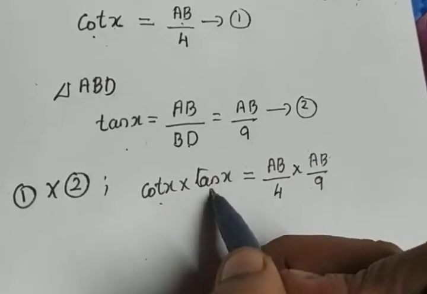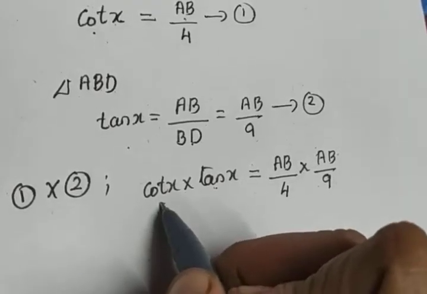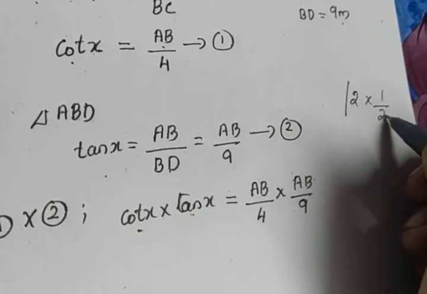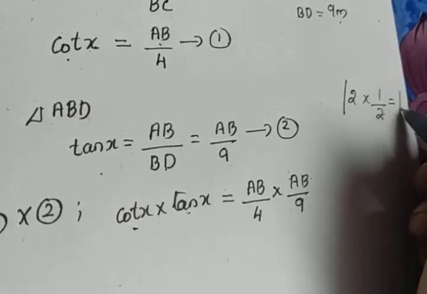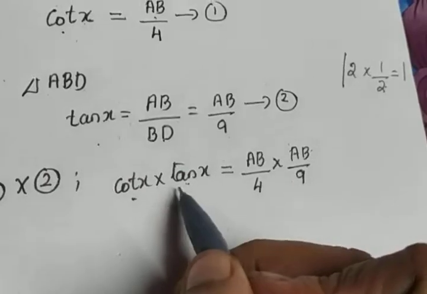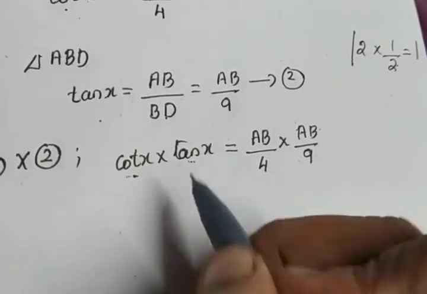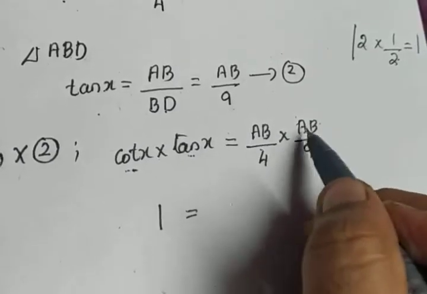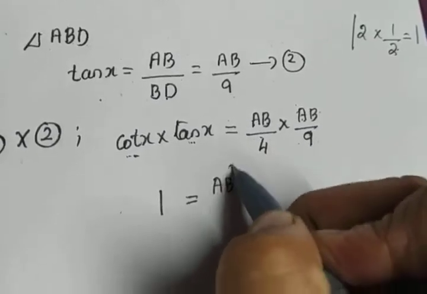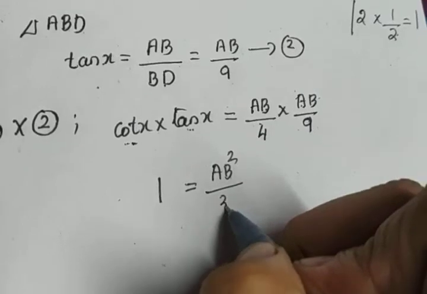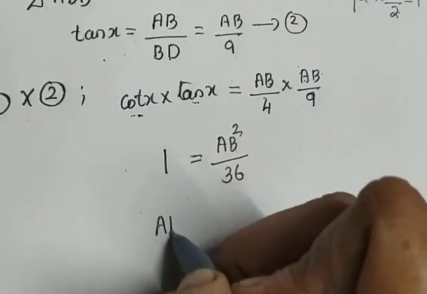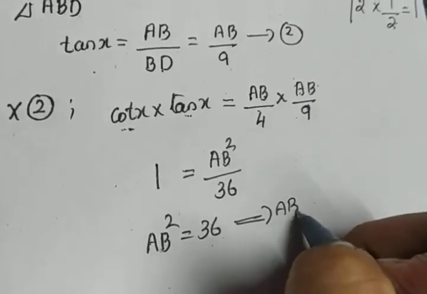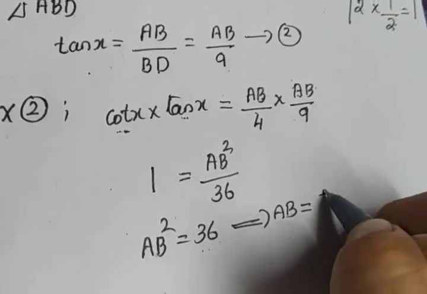What is cot X into tan X? Tan and cot are reciprocals of each other. If 2 is a number, its reciprocal is 1 by 2. What is the product of a number and its reciprocal? It is 1. Same is the case with ratios also. So tan X into cot X gives you the value 1, equal to, we can multiply this fraction, AB into AB gives you AB square divided by 9 4s are 36. So we are getting AB square as 36, which implies AB is equal to the square root of 36, which is plus or minus 6.